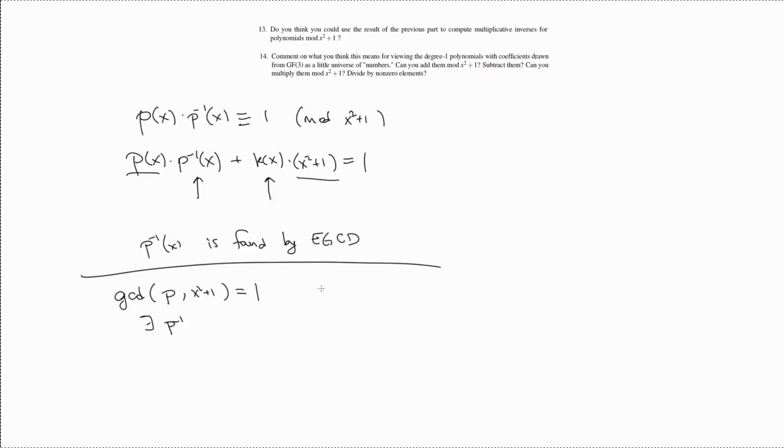If we have two degree 1 polynomials, p and q, we may add them in the natural way. We can also subtract them. So p minus q is defined as p plus negative q. We can also multiply them modulo x squared plus 1. And as we showed here, there exists a p inverse, so we can also divide them. So p divided by q is defined by p times q inverse modulo x squared plus 1.